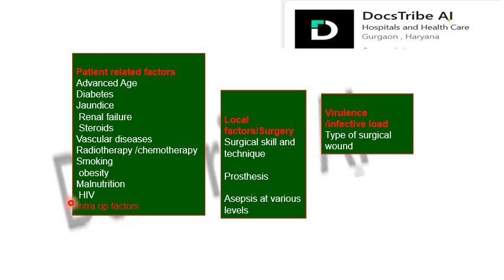And then you have the intra-op factors. The intra-op factors are basically the local factors, surgical skill and technique. Suppose you're leaving too much suture material which is unwarranted, or you're putting in an implant, a prosthesis, like a metal plate to fix your bones, or a mesh for your hernia repair. Or asepsis at various levels.